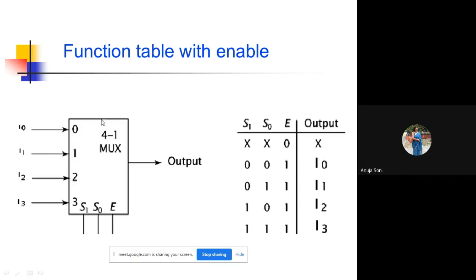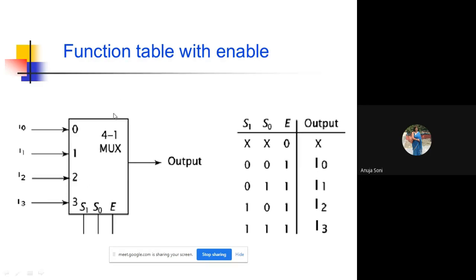These input lines will be converted in terms of 2 raised to power 2. Whatever is the power, that will decide the number of select pins needed in constructing that kind of multiplexer. Like here in this case, it is 4. So 2 raised to power 2 means the power 2 will work as the number of select pins to be used in constructing your multiplexer.